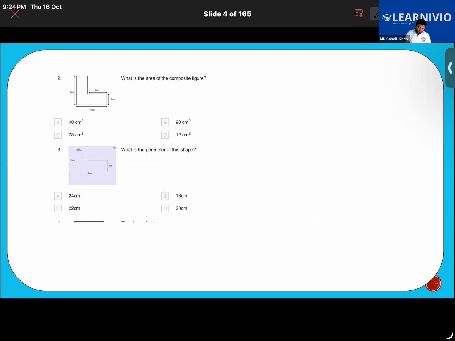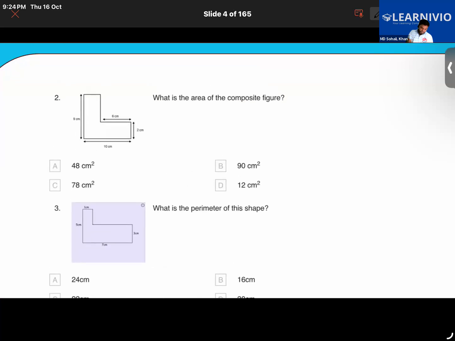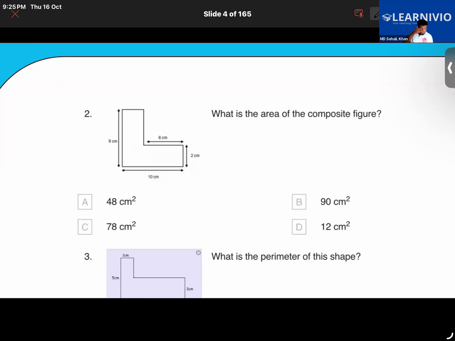There were a few more questions here, right? So here you need to find the area of this given figure. The dimensions are given here. Some of the measurements of the sides are missing here, so you need to calculate that first, and then you will be able to find the answer. Even options are also given here.